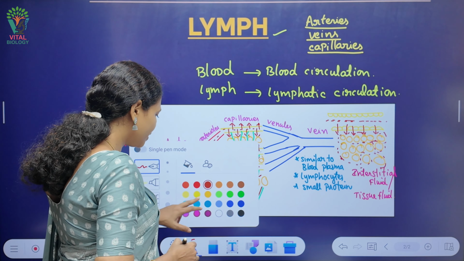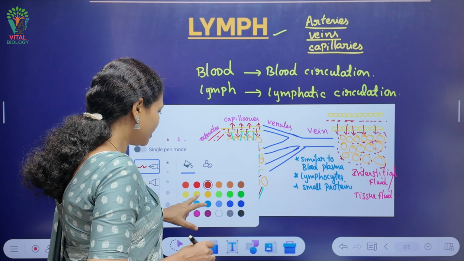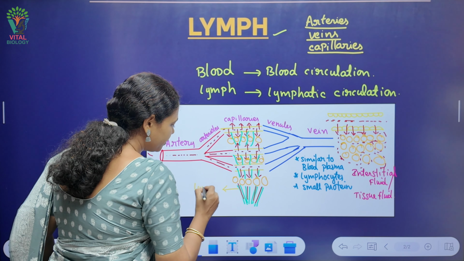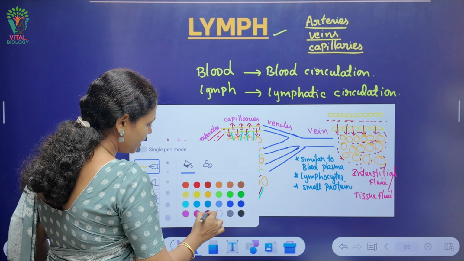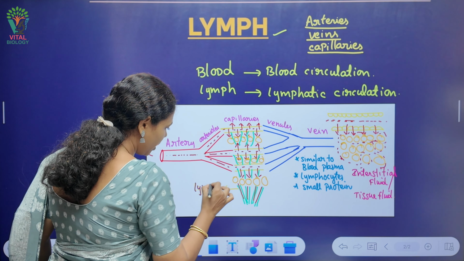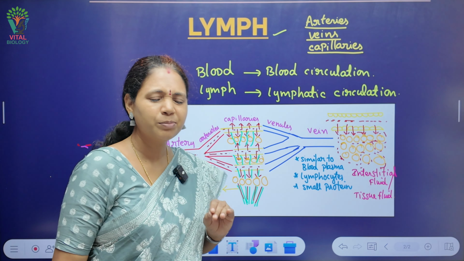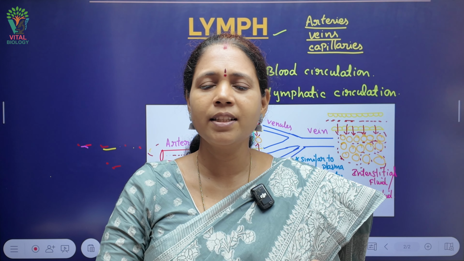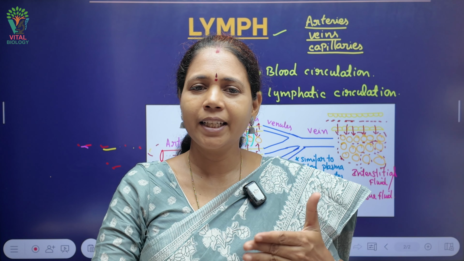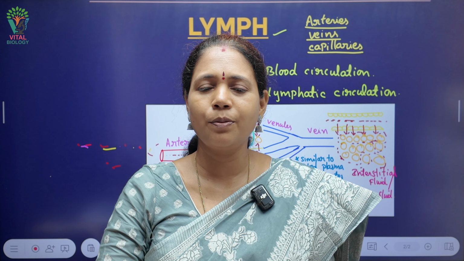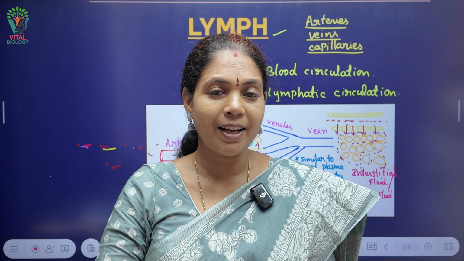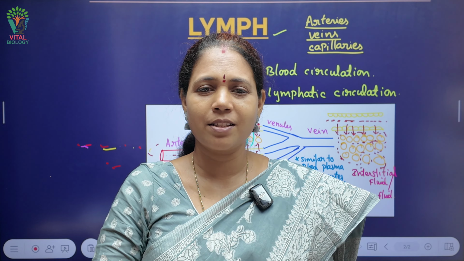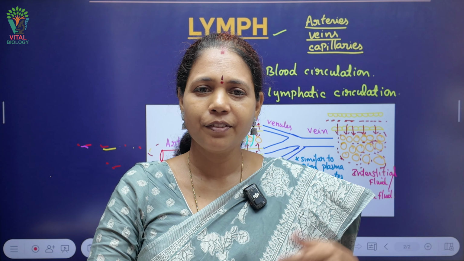Once the fluid is collected by the lymphatic channels, that fluid is called lymph. We will write it in a somewhat dark color: lymph. See here, the fluid gets different names based on its location. When it is in the blood, it is called plasma. Once it leaks into the tissues, it is called tissue fluid or interstitial fluid. But once it is collected by the lymphatic channels, we call that fluid lymph. We can see differences in a few characteristic features of lymph from blood.